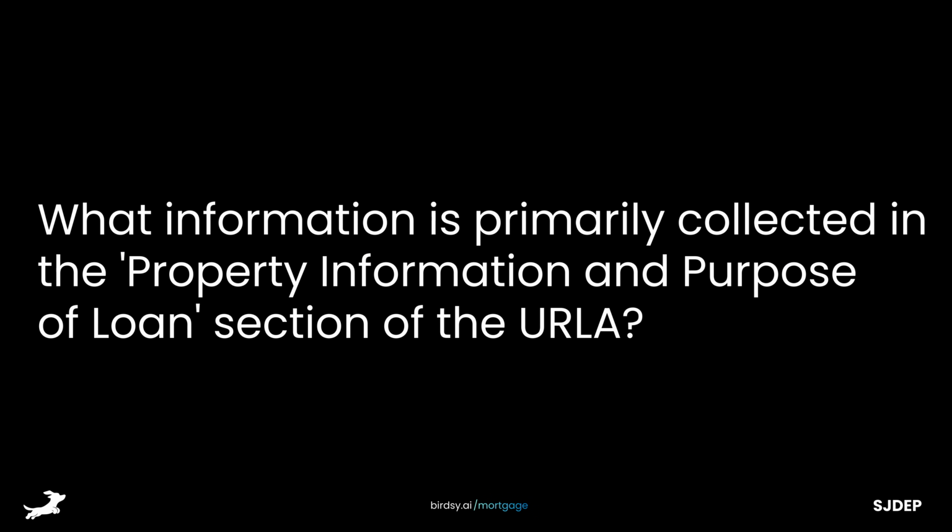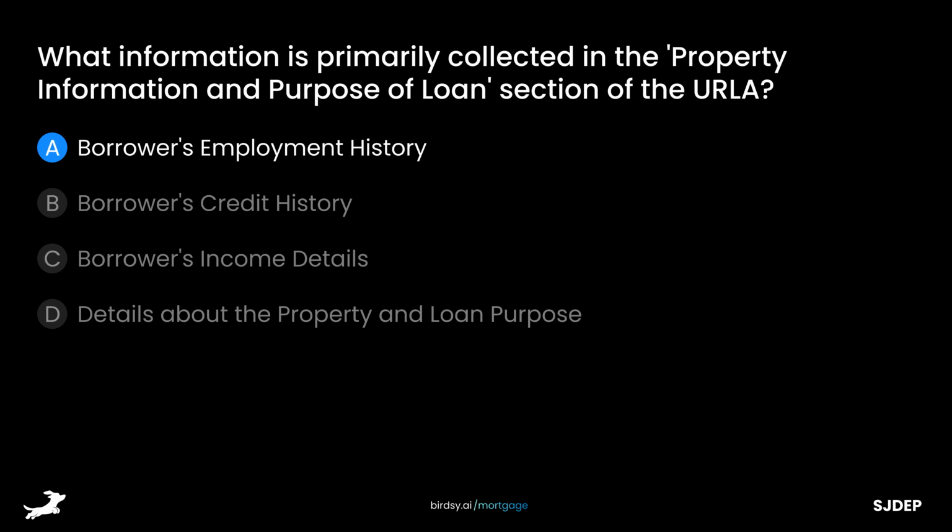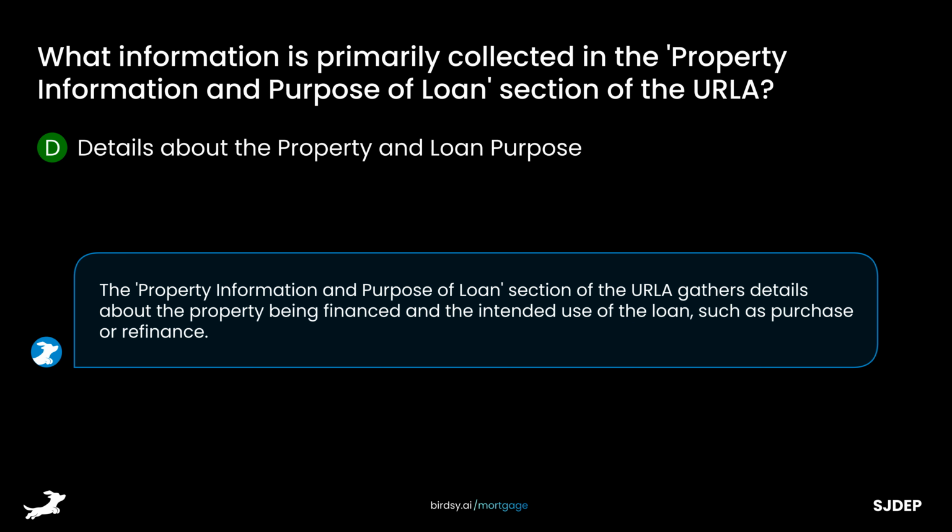What information is primarily collected in the Property Information and Purpose of Loan section of the URLA? Is it A, borrower's employment history, B, borrower's credit history, C, borrower's income details, or D, details about the property and loan purpose? The answer is D, details about the property and loan purpose. The Property Information and Purpose of Loan section of the URLA gathers details about the property being financed and the intended use of the loan, such as purchase or refinance.